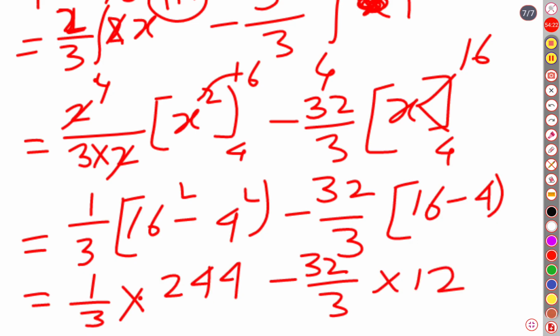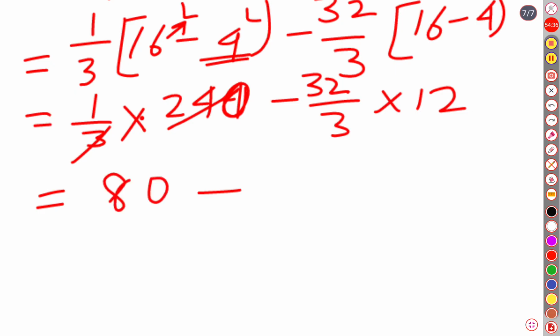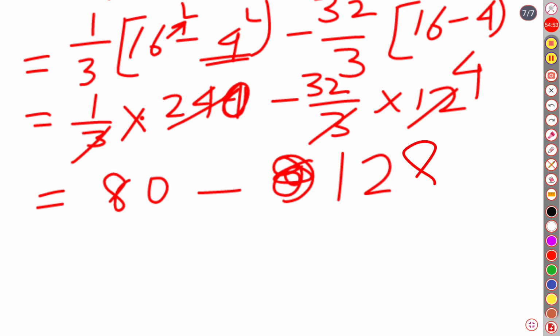Let me go downward. Sorry, it should be 40. How? 16 square means 256. 256 minus 16 means 240. So it is going to be actually 80. 80 minus, here 4 threes are 12, so 32 times 4, that is 128. Negative 128, and ultimately it is going to be negative 48.